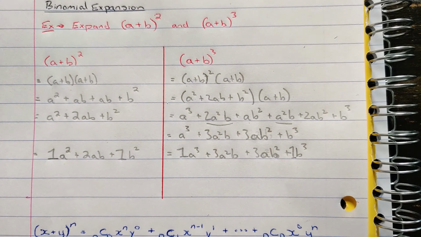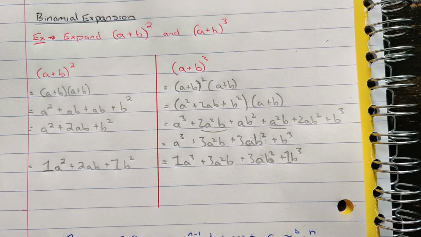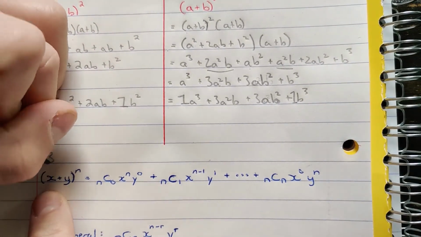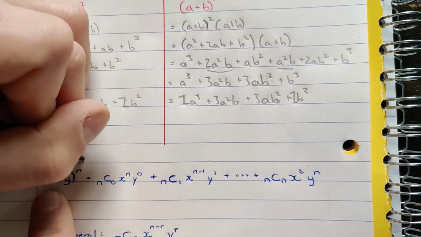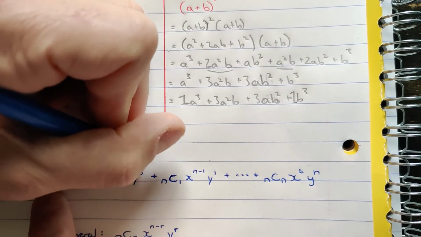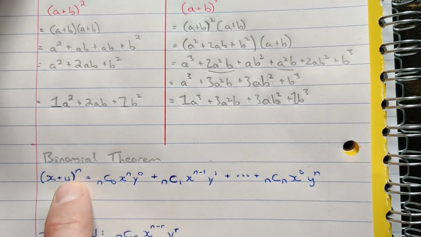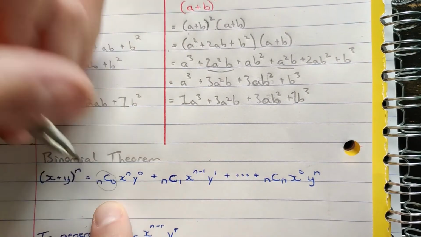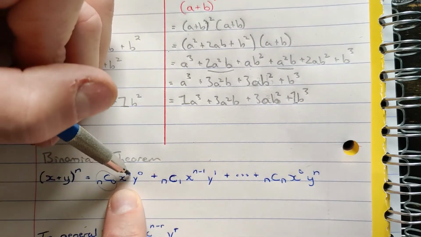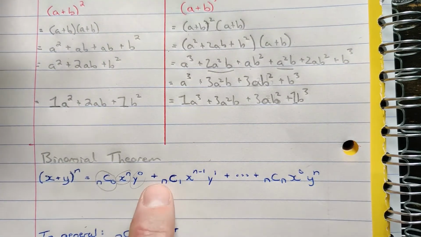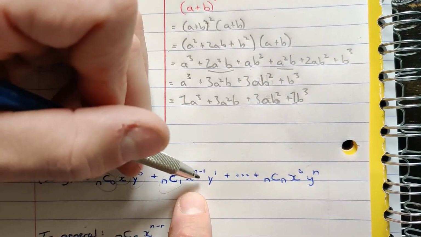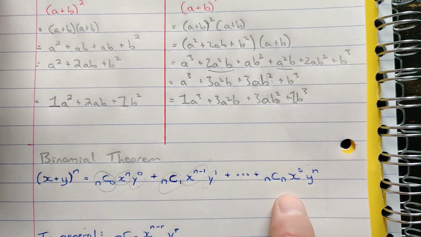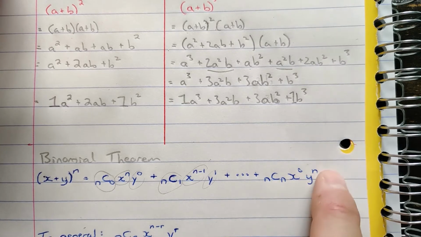These here, this is called the binomial theorem. And the binomial theorem says that if we have x plus y to the power of n, then the expansion works out where it's n choose 0 times x to the n, y to the 0, plus n choose 1 times x to the n minus 1, y to the 1. All the way down till we get to n choose n, x to the 0, y to the n.